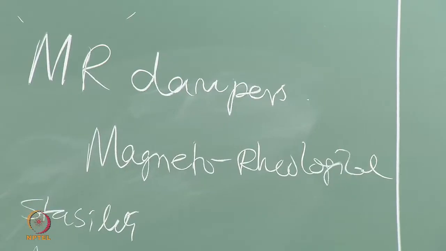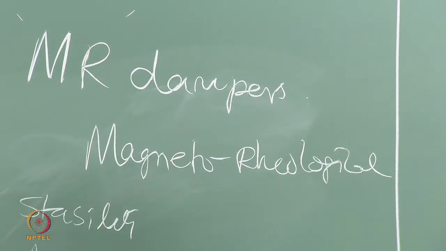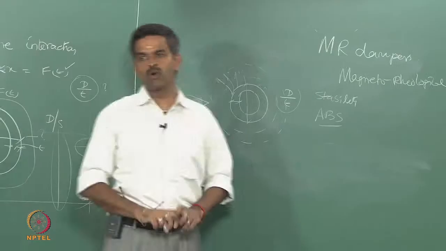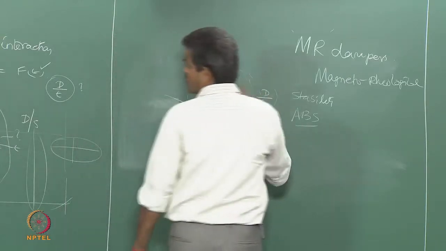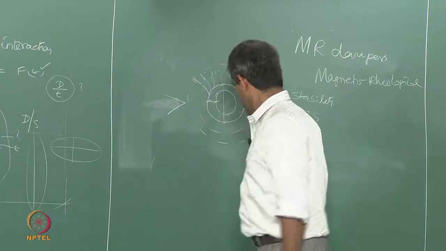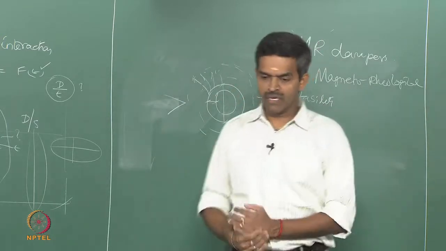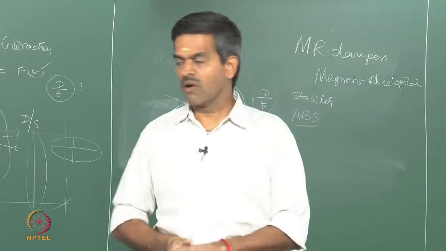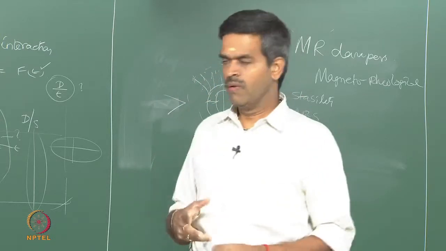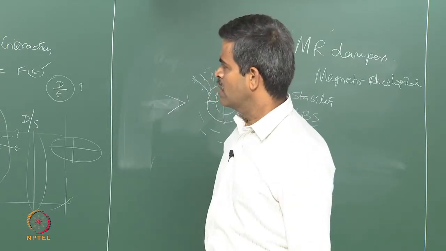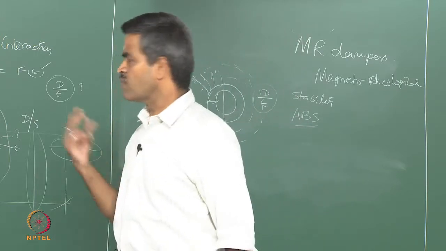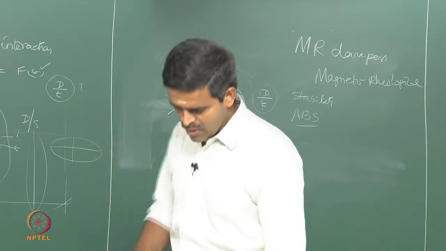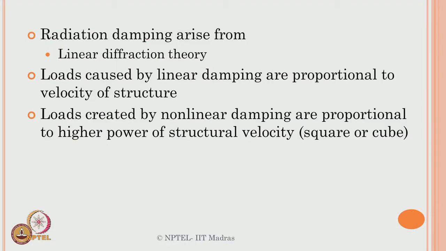They are neither viscous nor friction based, neither the Coulomb model nor the viscous damping model. It is actually a combination of both, it has both components in it. So, MR dampers can also create non-linear damping. We will talk about where and how they are useful when we talk about structural control in the last module. So, damping can arise from two sources, one from the structure itself, one from the waves also. As you just now saw, radiation damping arises from linear diffraction theory.